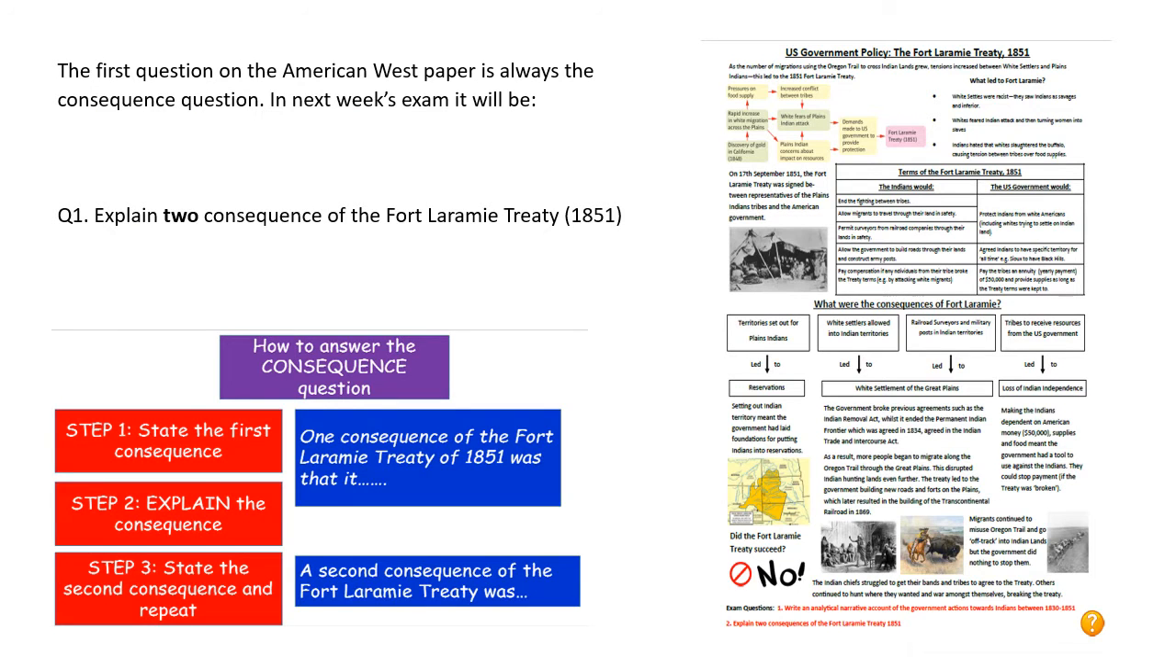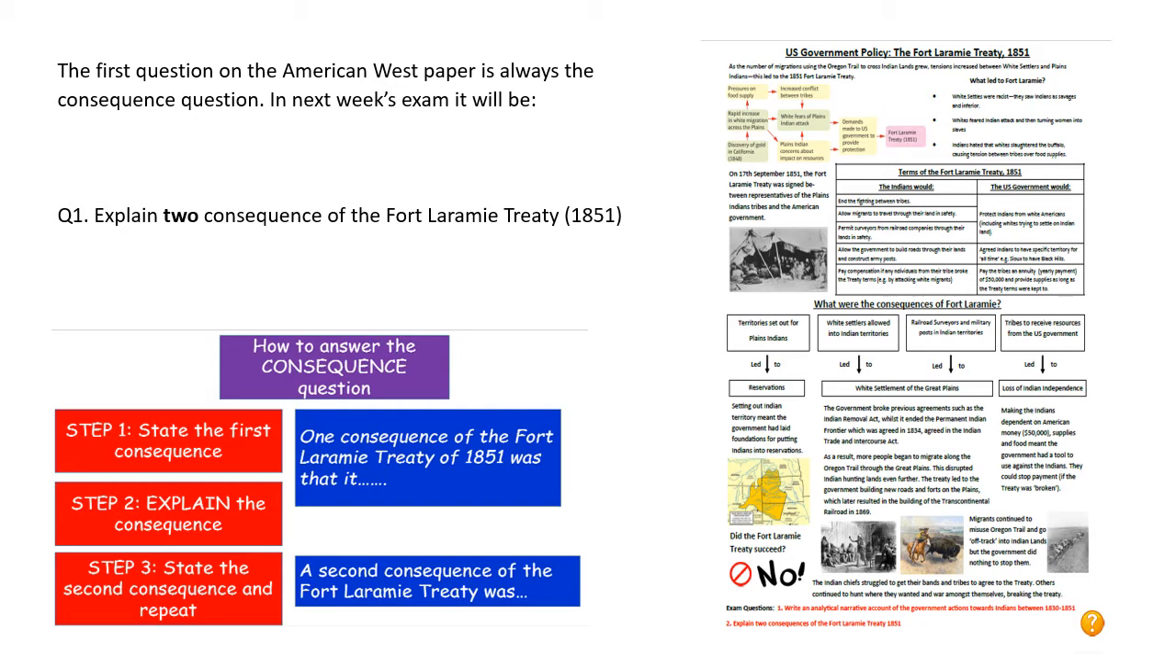Okay, so the first question on the American West paper is always the consequence question. In next week's exam, it will be explain 2 consequences of the Fort Laramie Treaty 1851. And remember, each consequence is marked separately. You get a maximum of 4 marks for each consequence. So the examiner wants you to write a paragraph explaining consequence 1, and then a second paragraph explaining a second consequence.